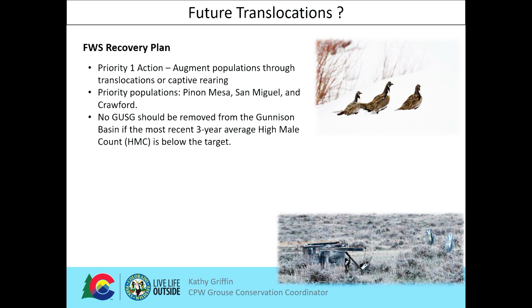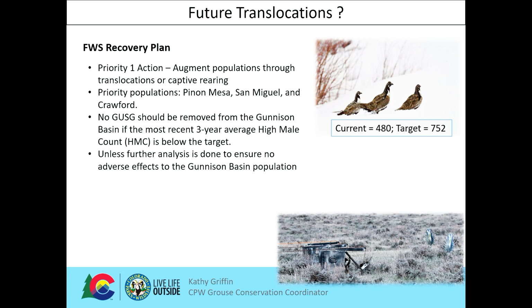But the recovery plan also does state that no Gunnison sage-grouse should be removed from the Gunnison Basin if the most recent 3-year high male count is below the target. So to remind you, currently in Gunnison Basin, our high male count is 480 birds. The target in the recovery plan is 752. We are a long ways from reaching that target to be able to remove birds from the Gunnison Basin. Even though we've got those fluctuations that you've seen, it would probably be 7 to 10 years of great years before we actually could reach 752 birds.